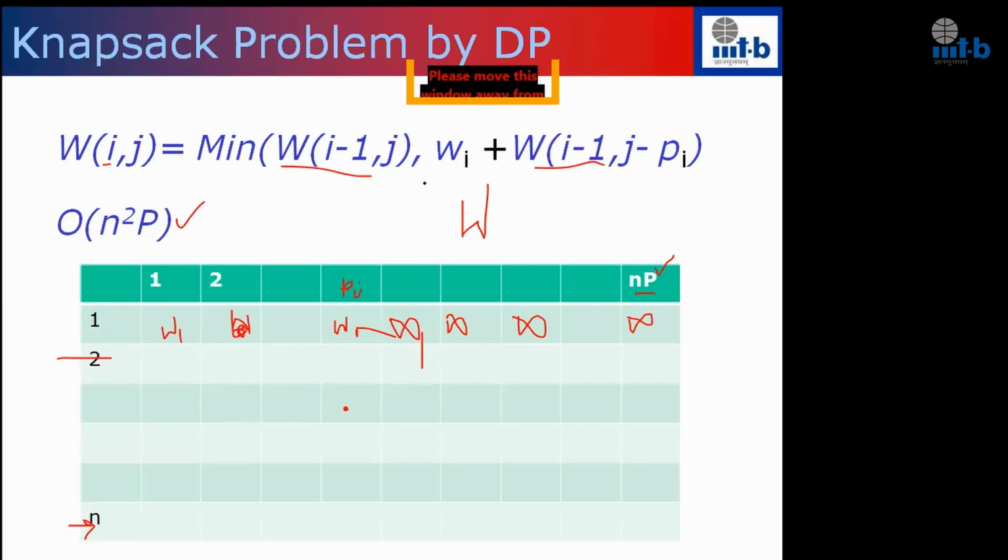But how do I figure that out from this table? This table doesn't give you this answer directly, right? But can we use this table to get the solution to the knapsack?